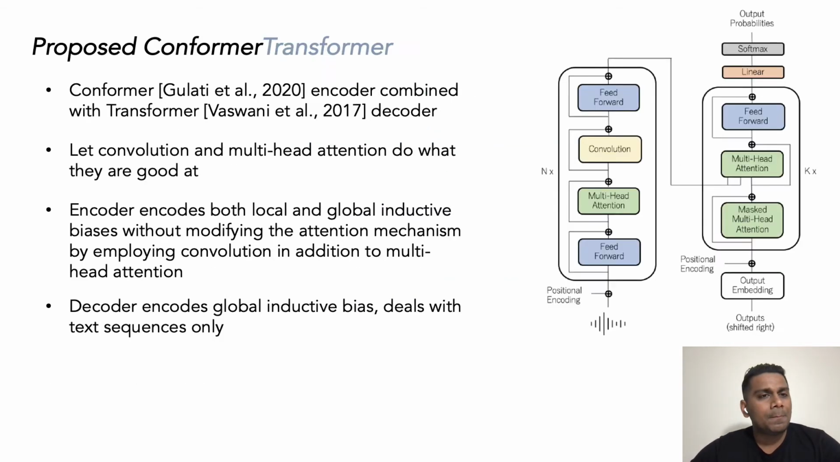In short, previous works either modify the attention mechanism, which we think is a suboptimal manner, or didn't evaluate on speech translation. We, on the other hand, propose conformer transformer, wherein using a conformer encoder and combining it with transformer decoder. The conformer encoder brings both local and global inductive bias, and we hypothesize that letting convolution and multi-head attention do what they're good at is an optimal manner. Now the encoder can encode both local and global inductive bias without having to modify the multi-head attention. Since the decoder only deals with text sequences, it doesn't need a local inductive bias.